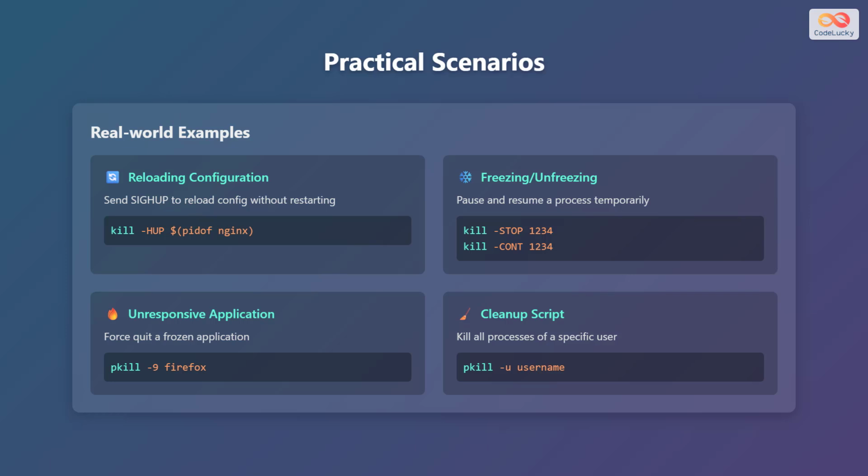To kill an unresponsive application, you can use the pkill command with the -9 option. For example, pkill -9 firefox will force quit all Firefox processes. To create a cleanup script, you can kill all processes of a specific user with pkill -u followed by the username. For example, pkill -u username will kill all processes owned by that user.